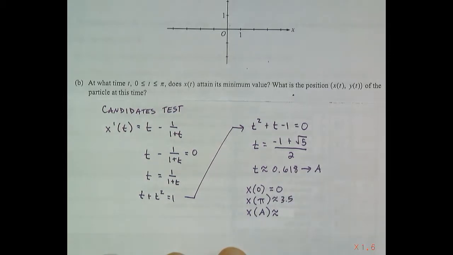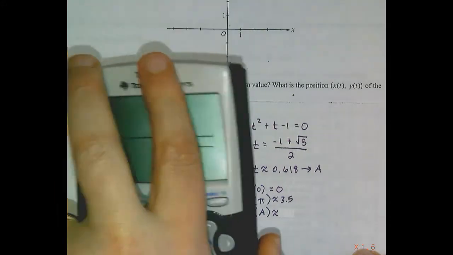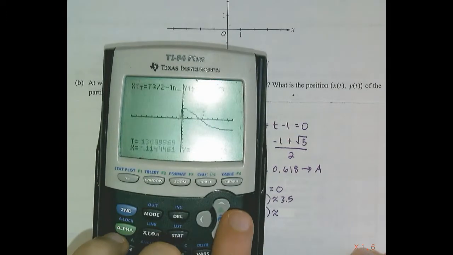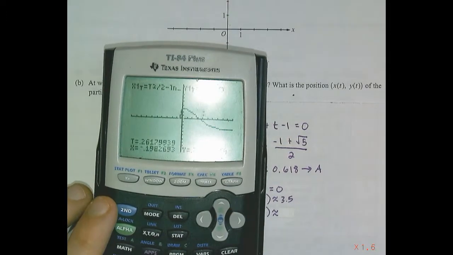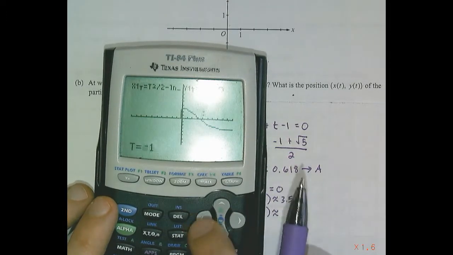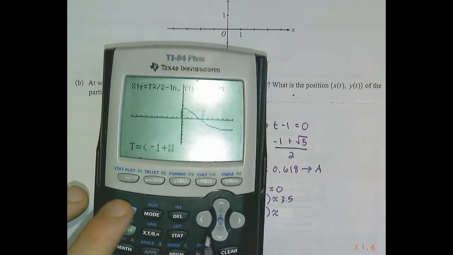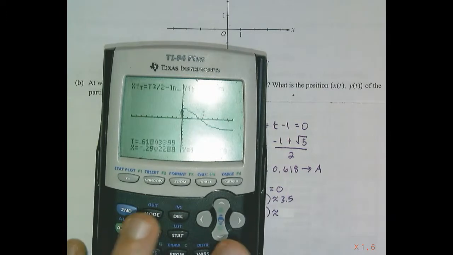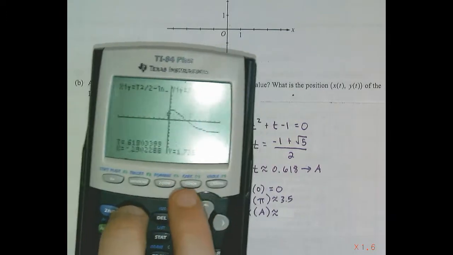And so what I'll do is go back to the calculator. Second trace, and we're going to go to a t-value of (-1 plus the square root of 5) divided by 2. And we get an x value of -0.29.